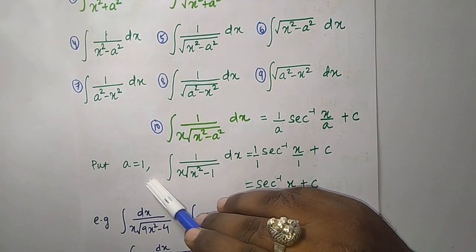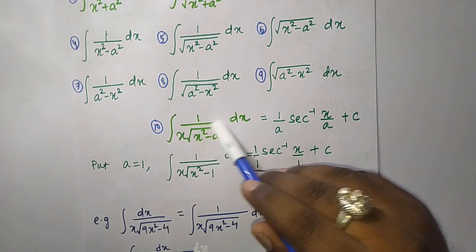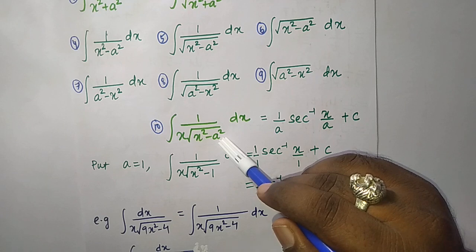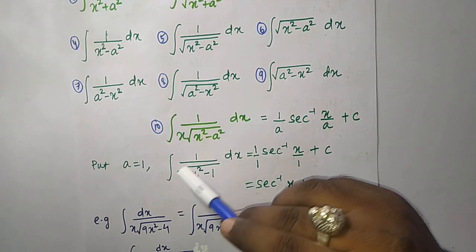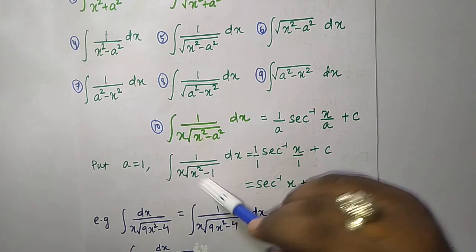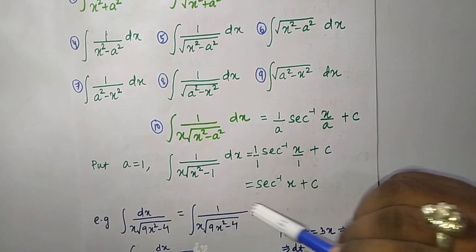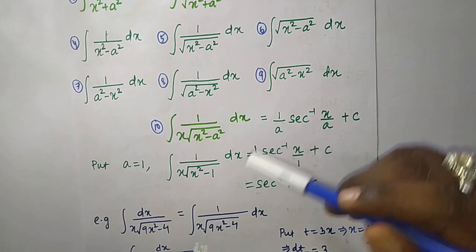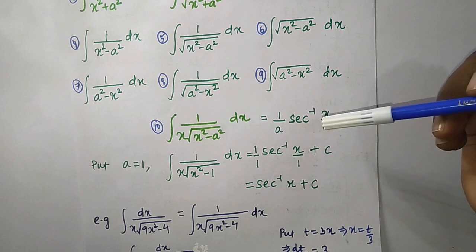If you put a equal to 1, then a square is 1 square, equal to 1. So in the left hand side you have got this form, integration of 1 by x into root over of x square minus 1. And you know the formula for this is sec inverse x. We have already learned.